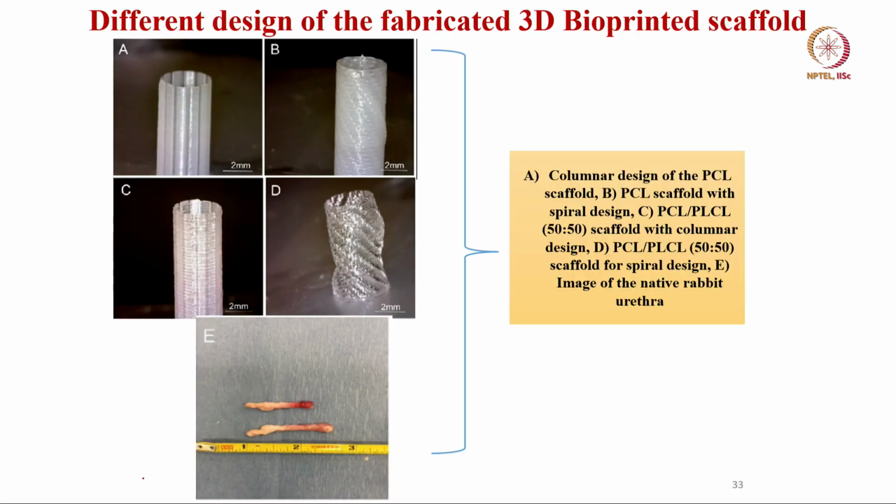So this is the structure that they have made in the 3D different design structures, and you can see this is a simple cylindrical structure, but they have also utilized a different corrugated or certain porous or lattice structure they have introduced, or this is the kind of a different design with spiral design or columnar design or native rabbit urethra. So this is the rabbit model.